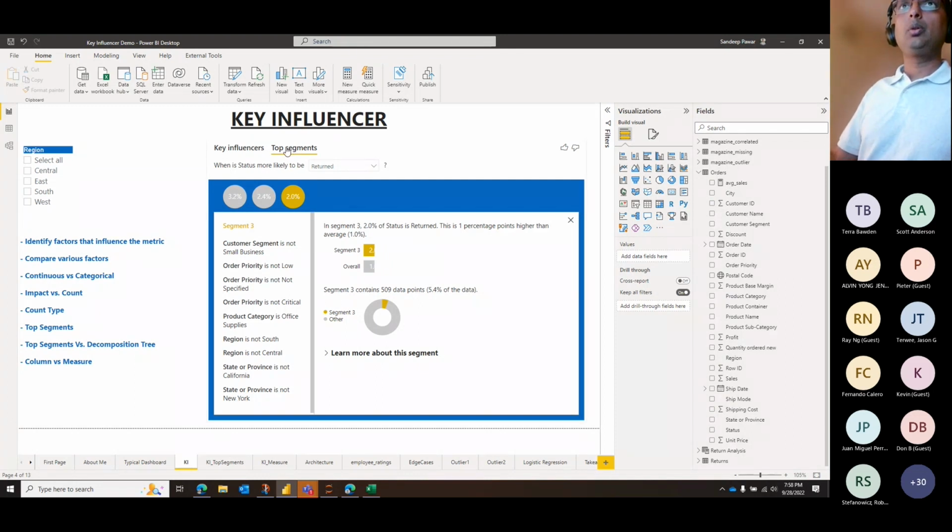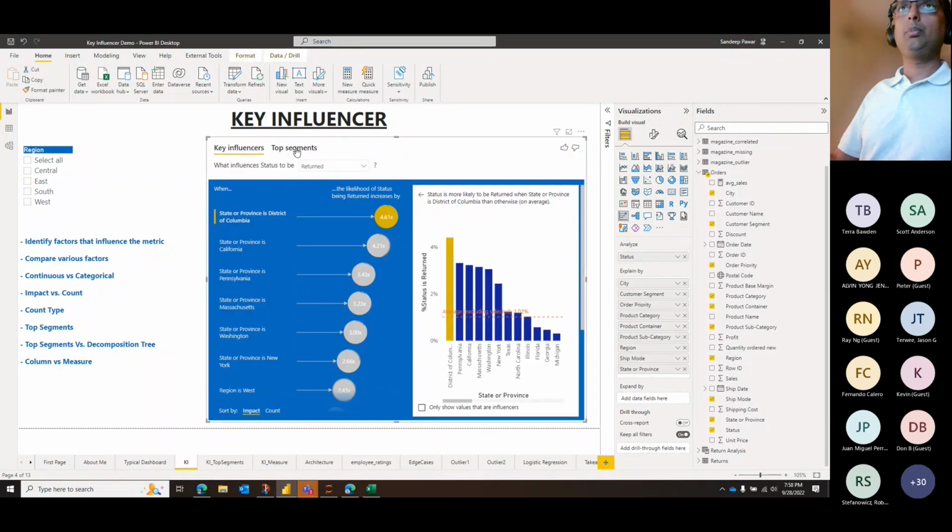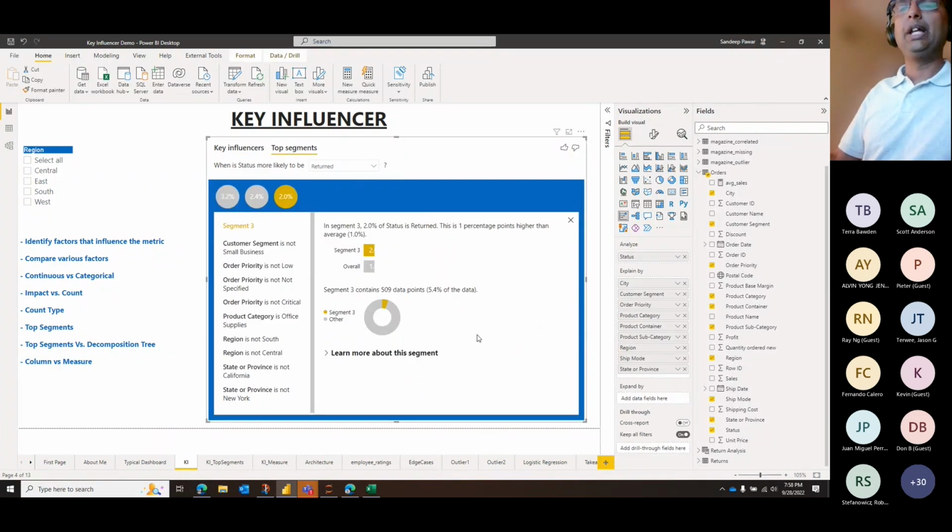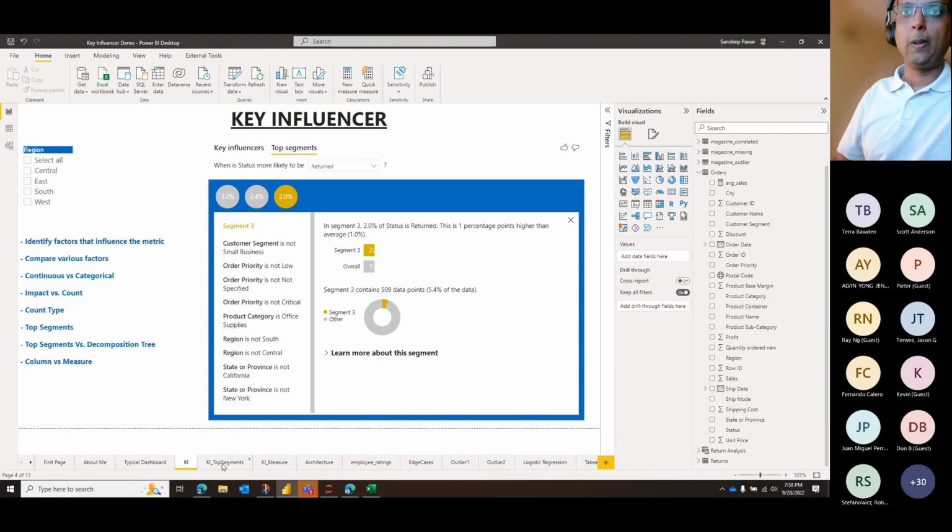So we talked about the key influencers. We talked about the segments. Another way in Power BI that you can segment the data is based on the decomposition tree. One of the questions I was asked in one of the sessions I did was, how is it different from the decomposition tree? So let me show you.